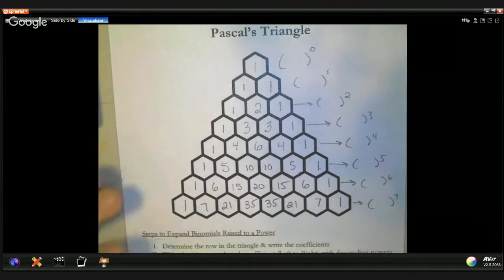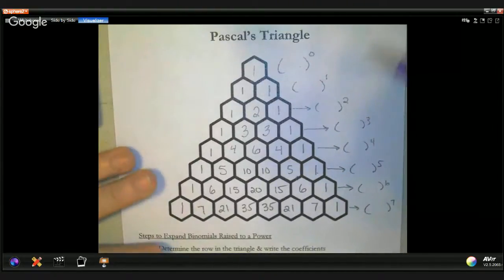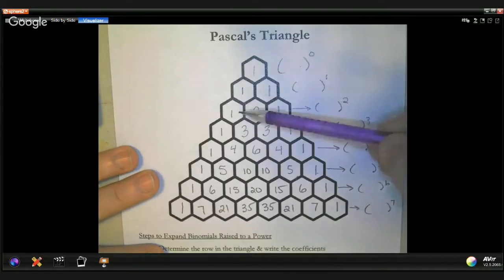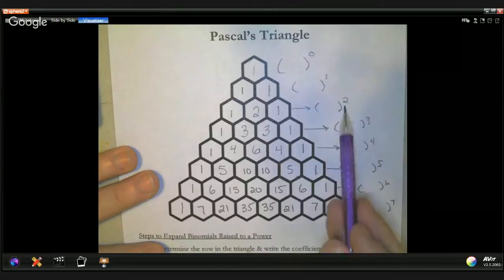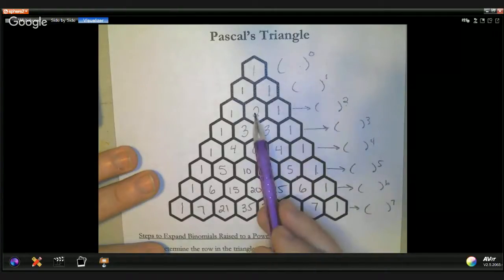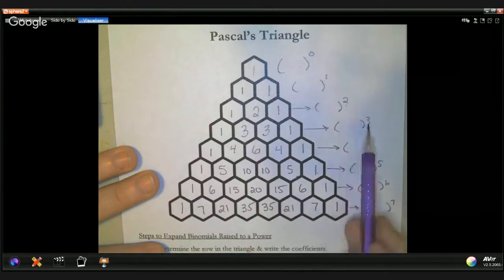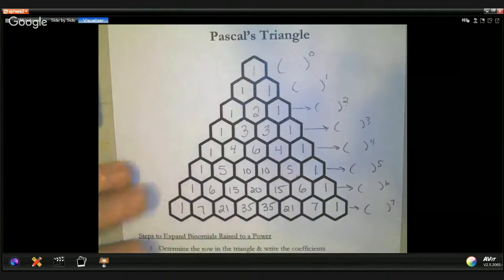Okay. Now, one thing that I'd like you to recognize is when I have a binomial raised to the 0 power, I have 1 term. When I have something to the second power, I have 3 terms. To the third power, I have 4 terms. The other thing I'd like you to recognize is that when I raise it to the second power, the second number is 2. When I raise it to the third power, the second number is 3. Fourth power, the second number is 4. So those are both things that will be helpful for you.